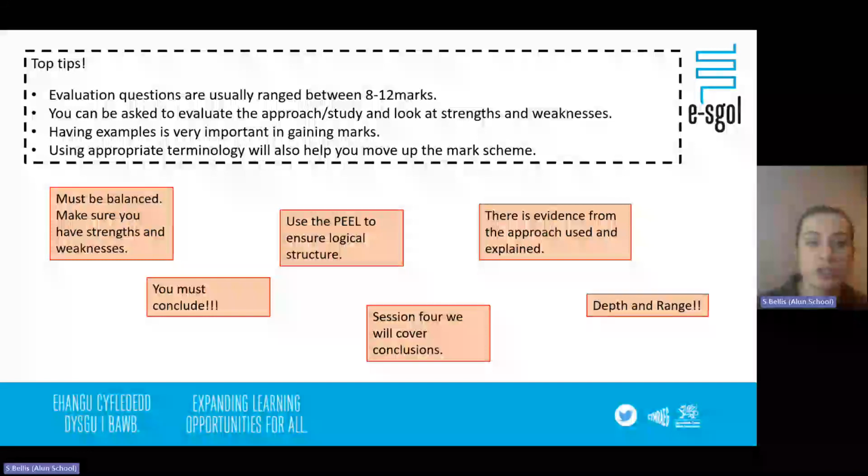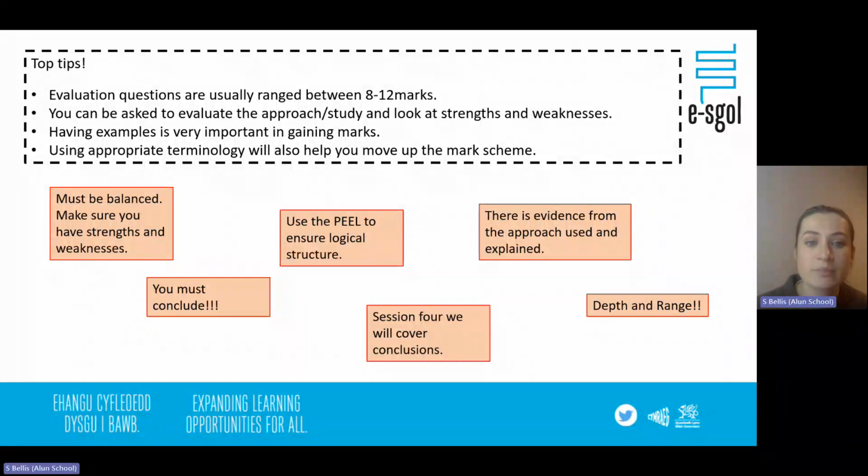Use PEEL to ensure logical structure. There is evidence from the approach used and explained. Bring in what you can, okay? I always say to my pupils, squeeze the sponge, squeeze everything you can out of your brain that you know about the biological approach, okay? Show off to the examiner what you know. Make sure that there is depth and range.